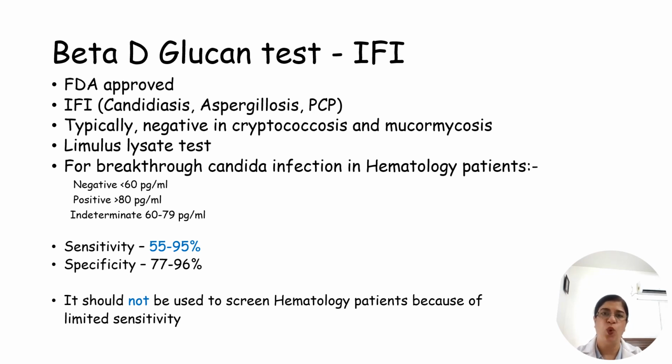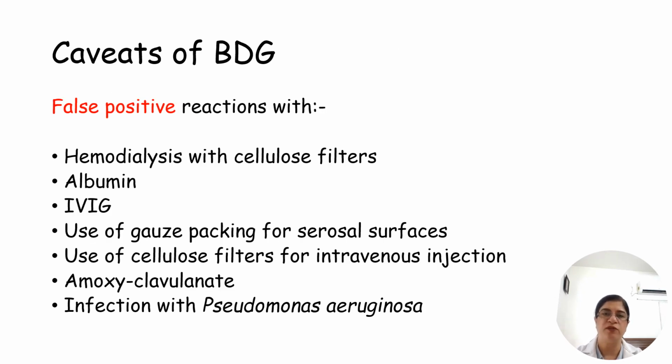Beta-D-glucan test, though it indicates invasive fungal infection, has a poor sensitivity of a wide range from 55 to 95%, and it is not positive for cryptococcosis and mucormycosis, and it gives positivity besides Candida, Aspergillus, and Pneumocystis for many other fungal isolates. And it again has many caveats with false positivity, so it has yet to find its niche in fungal diagnosis.